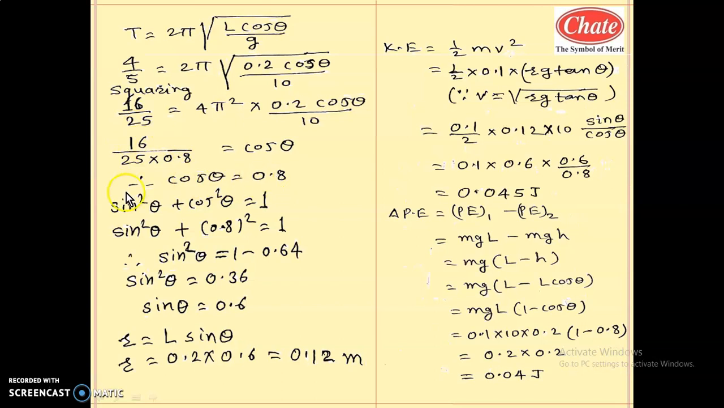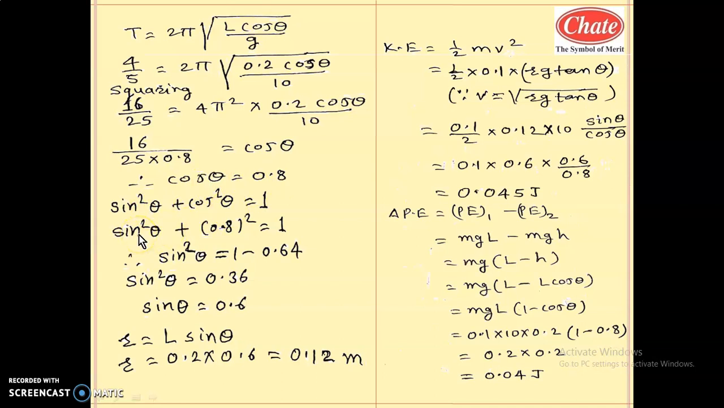Now, we need sin theta, cos theta, tan theta. So, from cos theta, how to find sin theta? Sin square theta plus cos square theta equal to 1. Here cos theta is 0.8. So, we find sin theta from this.